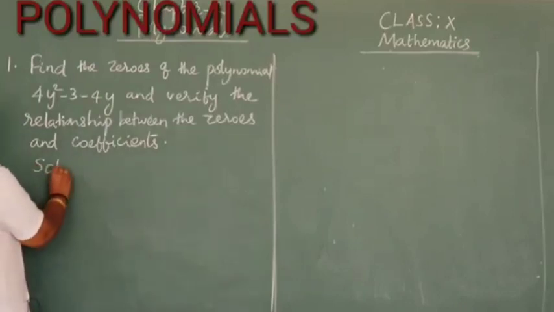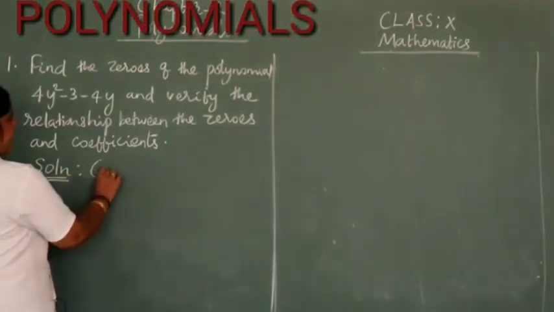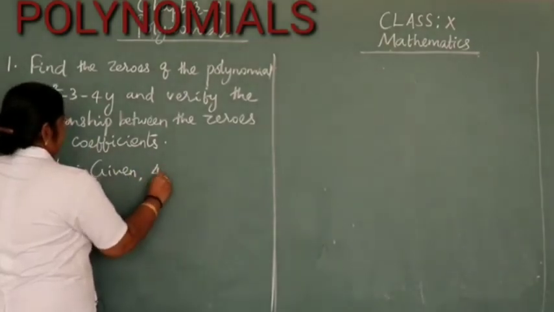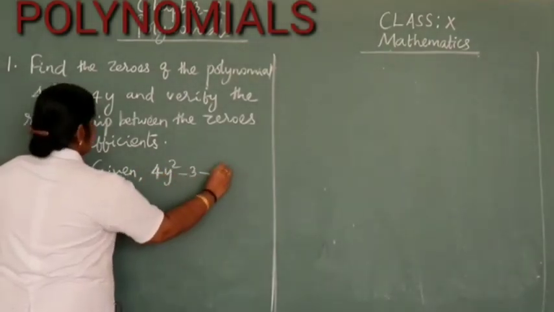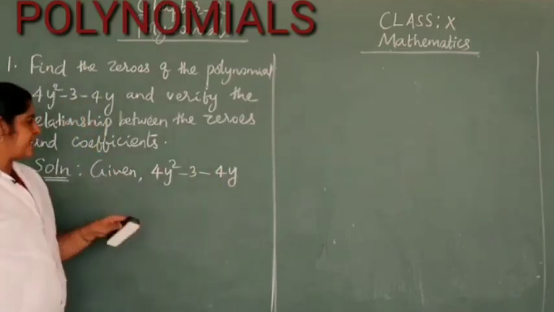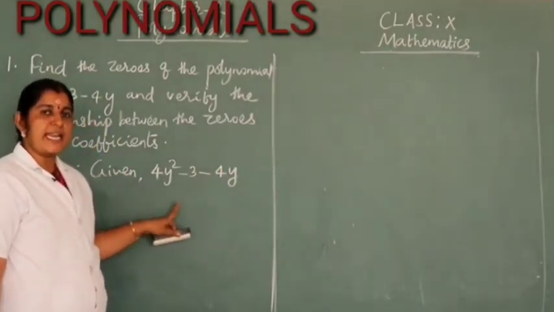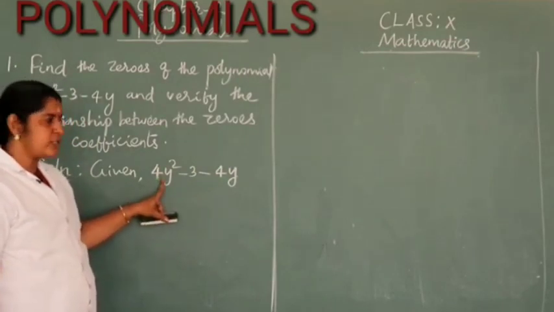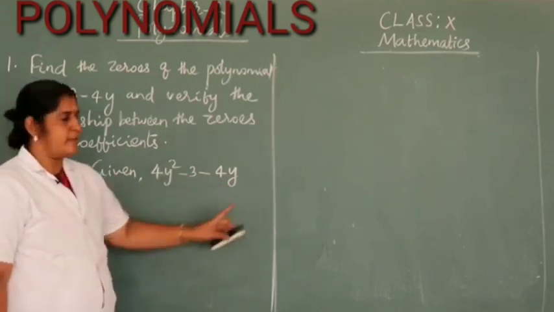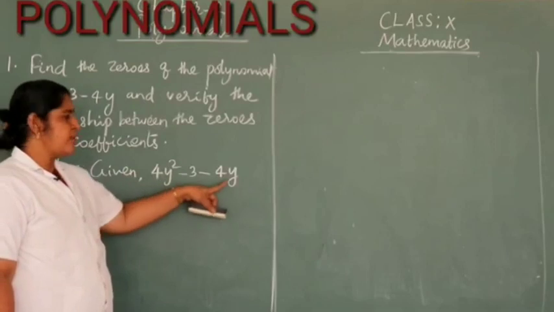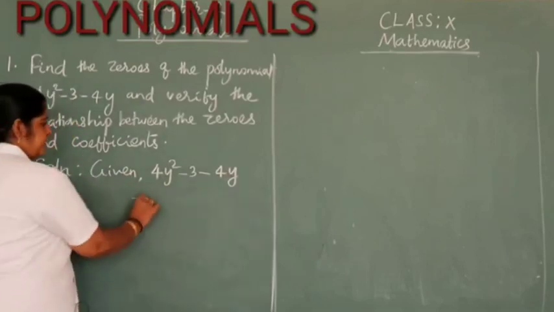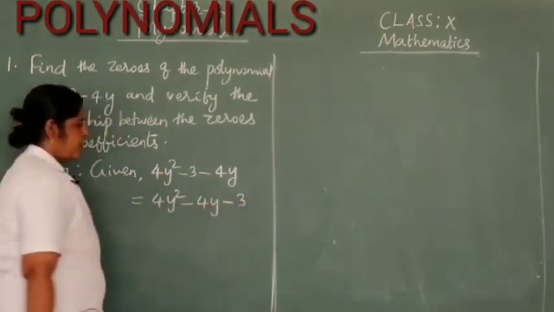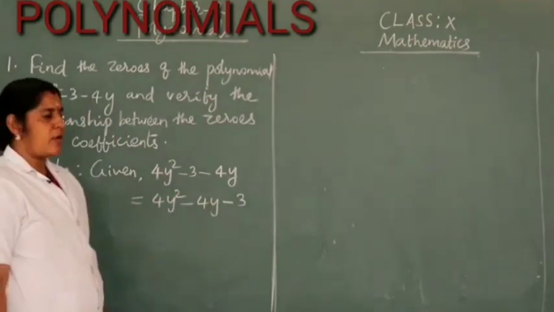So our solution, given our polynomial is 4y square minus 3 minus 4y. Now you see children, here this polynomial is not arranged in the standard form. You know that when you arrange, first we need to write 4y square, then the y term, then the constant term. So before going to the solution, you need to arrange this in the proper form, that is 4y square minus 4y then minus 3. So first we need to arrange the polynomial.